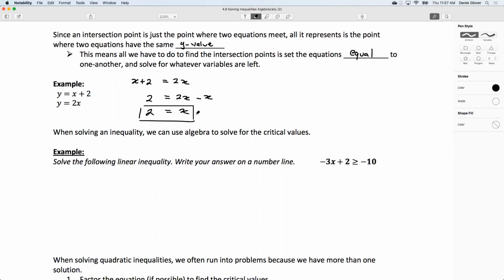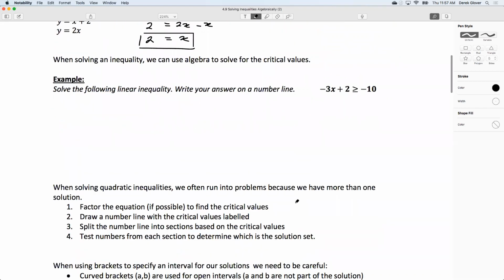We're going to be solving inequalities. So rather than finding one value for x, we're going to be solving for critical points. And then we're going to use those critical points to determine whether we need all the values above or below or between our critical points. All right, so let's take a look.